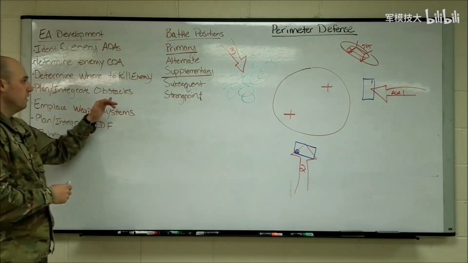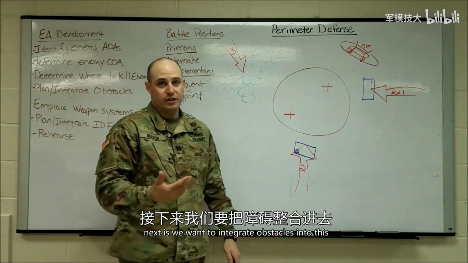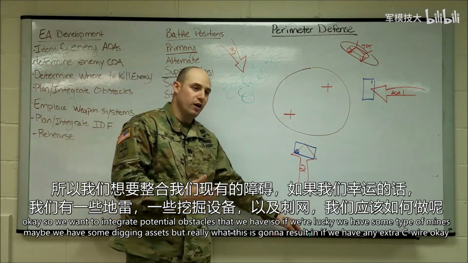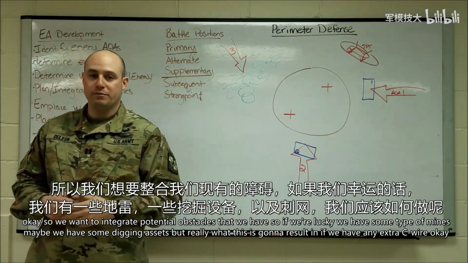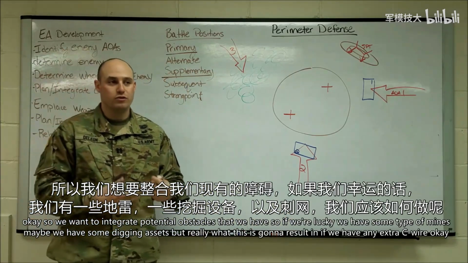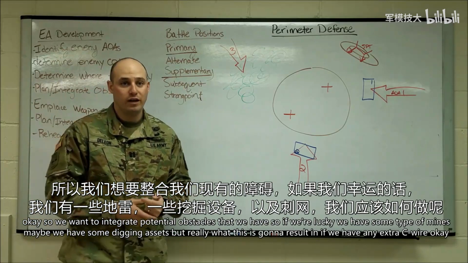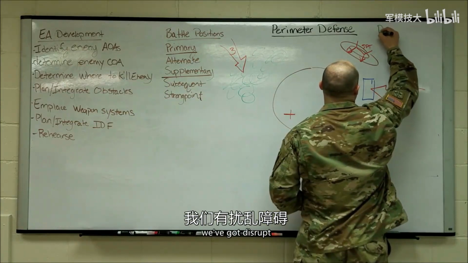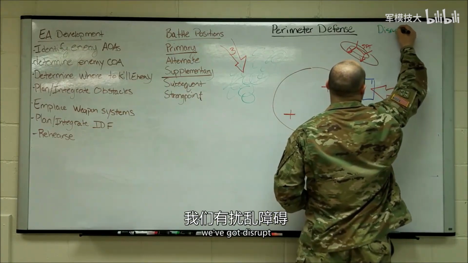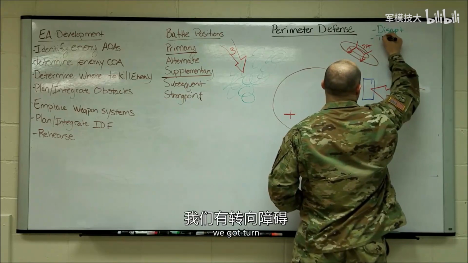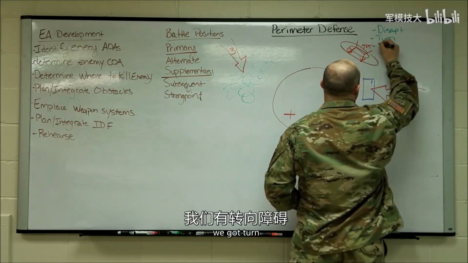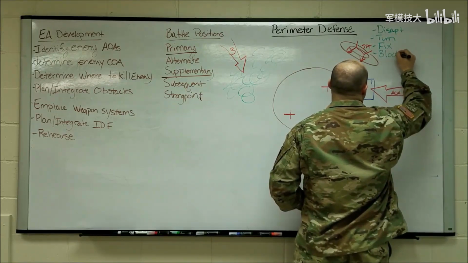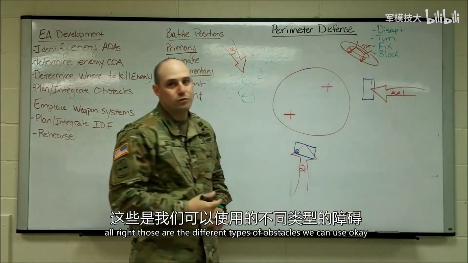All right. Next is we want to integrate obstacles into this. Okay, so we want to integrate potential obstacles that we have. So if we're lucky, we have some type of mines, maybe we have some digging assets, but really what this is going to result in is if we have any extra C-wire. Okay, so we've got 4 types of obstacles we can have, right? We've got disrupt, we've got turn, we've got fix, and we've got block. All right, those are the different types of obstacles we can use, okay?